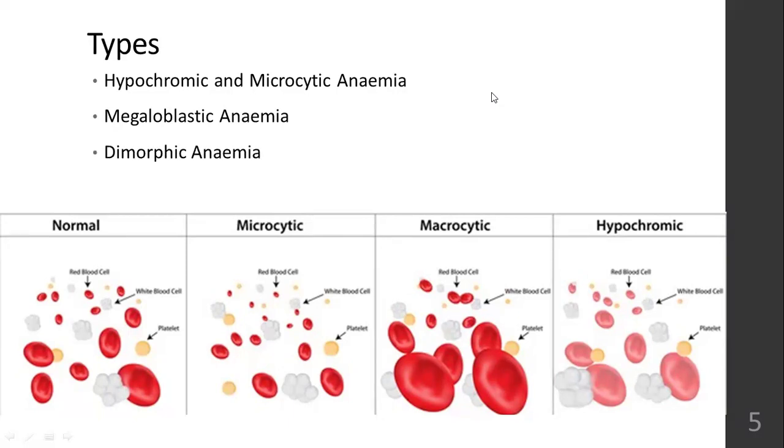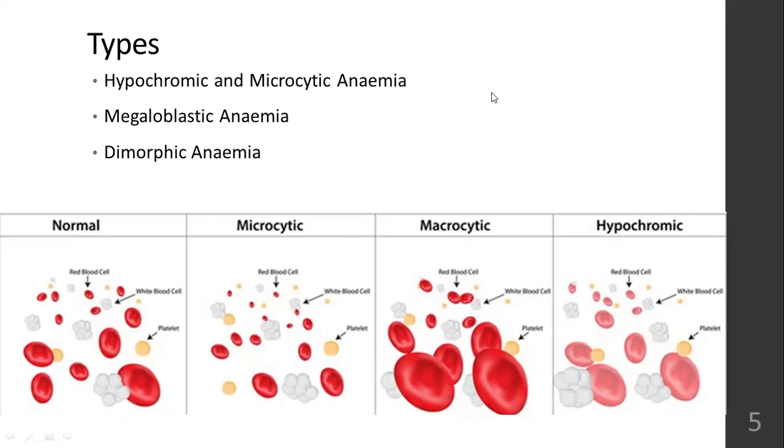Then we have dimorphic anemia. Both iron and vitamin B12, or folate. Okay, if these things are deficient in your diet, then it goes to dimorphic anemia.